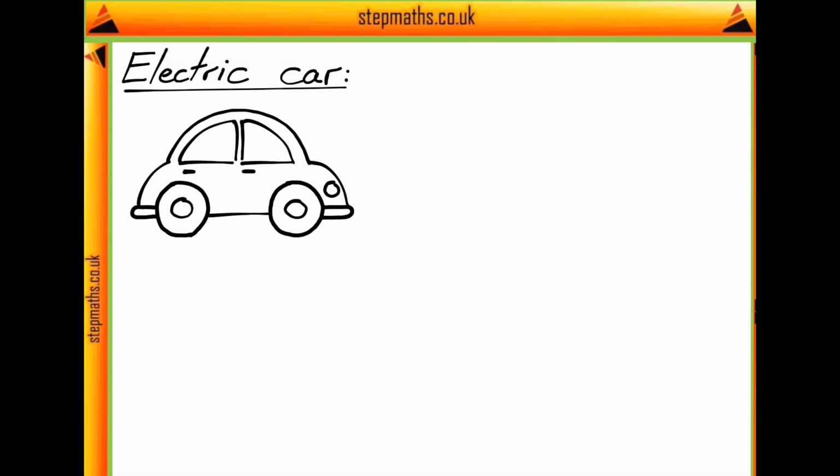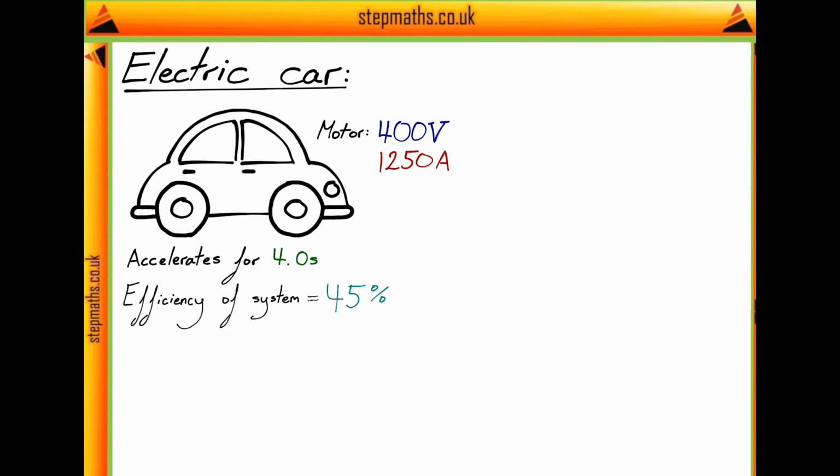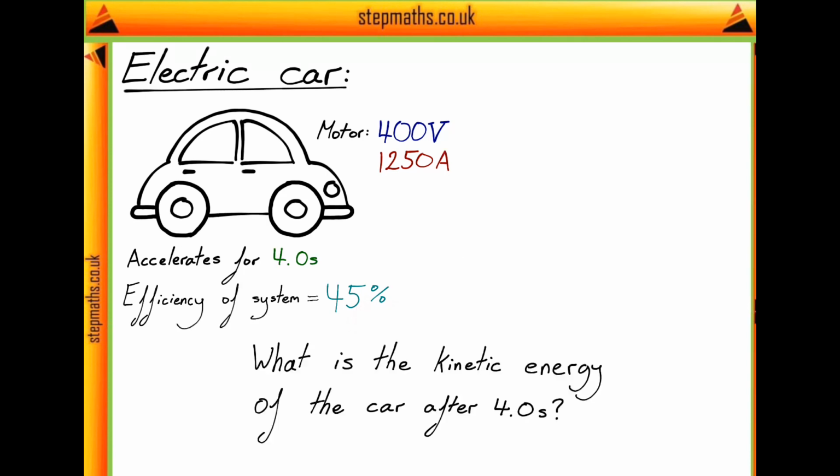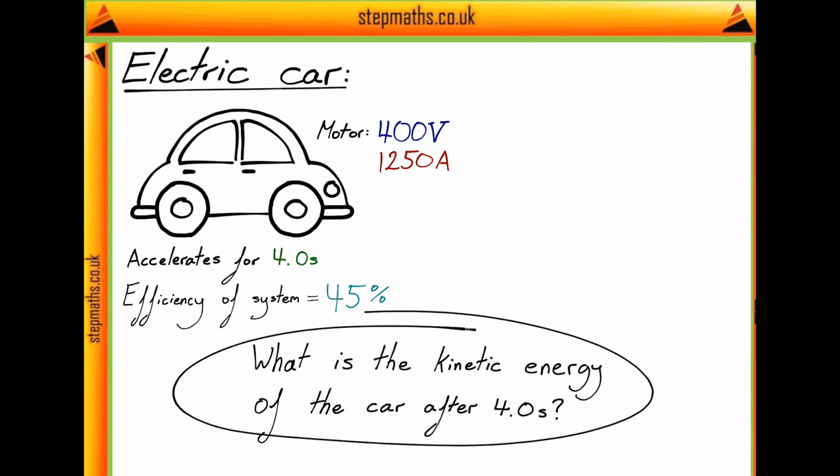In this question we have an electric car with a motor which we're told has a potential difference across it of 400 volts and a current through it of 1250 amps. We're then told that the car accelerates for 4 seconds, and finally that the efficiency of the whole system, that is the efficiency of the car, is 45%. Finally, we're asked the question, what is the kinetic energy of the car after 4 seconds?